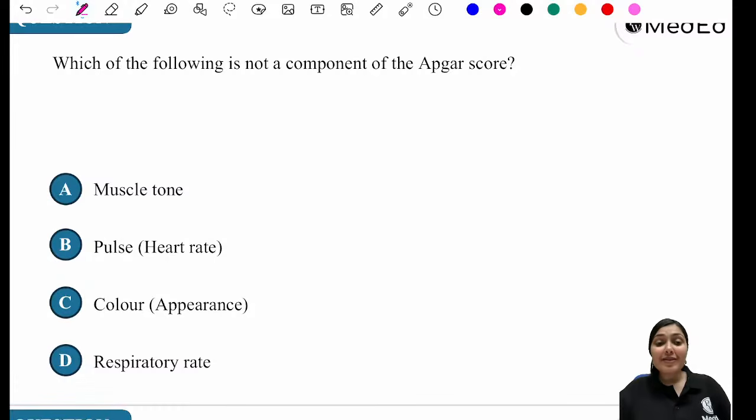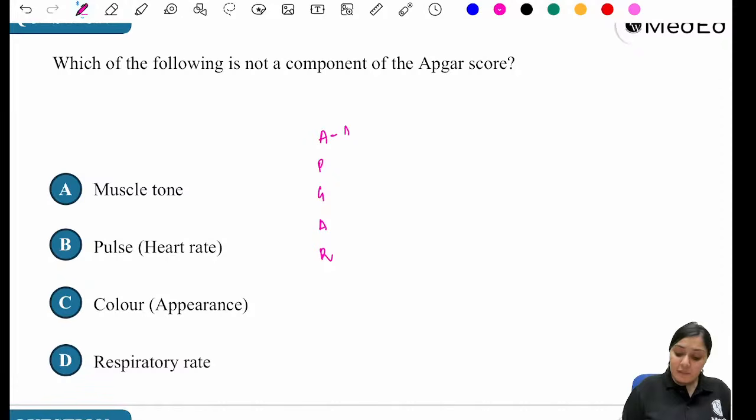APGAR score. So they are asking which of these is not a component of APGAR score: muscle tone, pulse, heart rate, color, or respiratory rate. So let's learn the APGAR score. You can remember it by the mnemonic APGAR only. A is for the appearance of the baby.